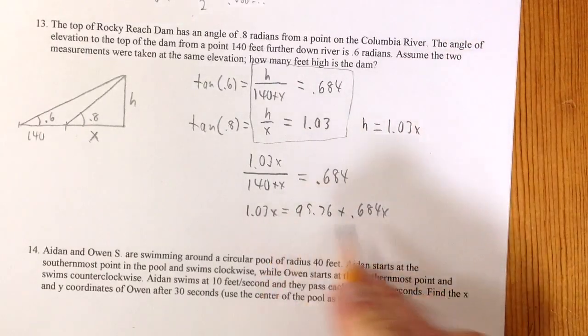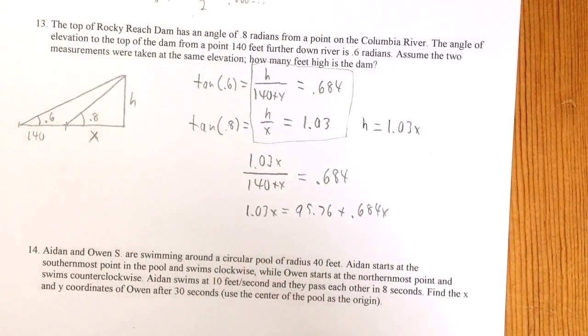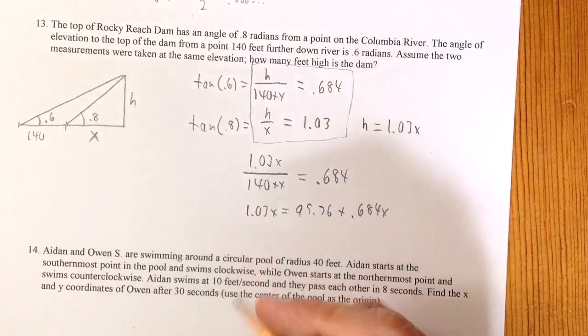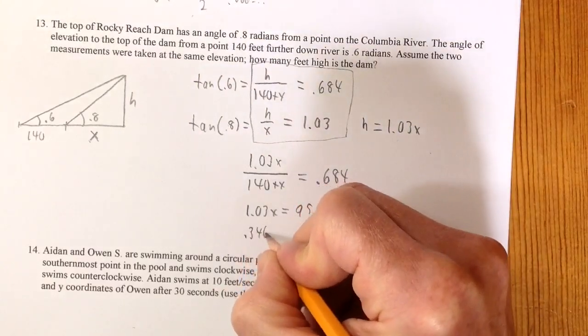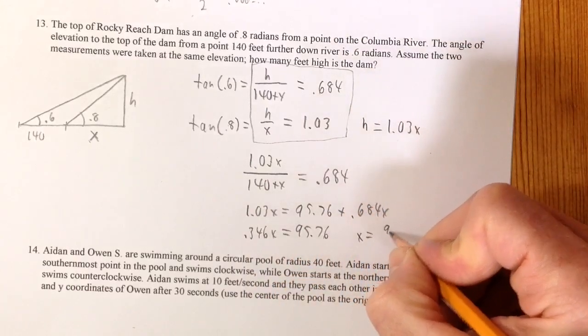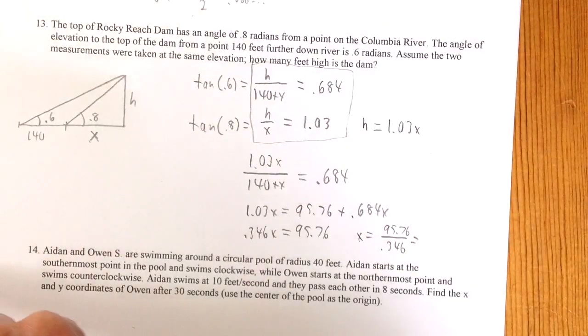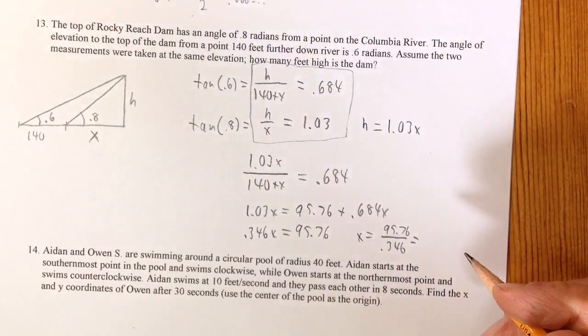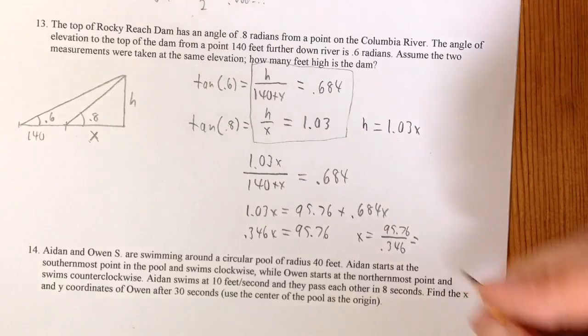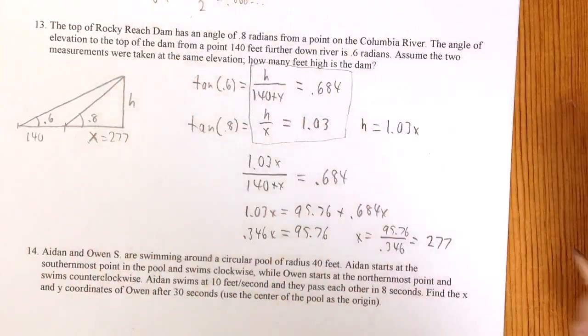Put the x's on the same side, so I'm going to take away the 0.684 from 1.03. So 1.03 minus 0.684 is equal to 0.346. So 0.346x is equal to 95.76, or x is equal to 95.76 divided by 0.346. I get 276.76. Let's say 277. So this is 277 feet.